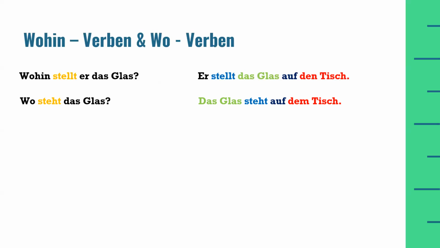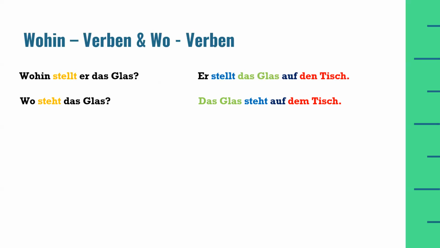We cannot use wo stellt das Glas. Whenever we want to express movement in the sentence, we have to use wohin, and where we simply want to know about the location of something, then we have to use stehen. Wo steht das Glas? Das Glas steht auf dem Tisch. The glass is on the table, or the glass stands on the table. Das Glas is the subject of the sentence here, and stehen is conjugated according to das Glas and becomes steht.